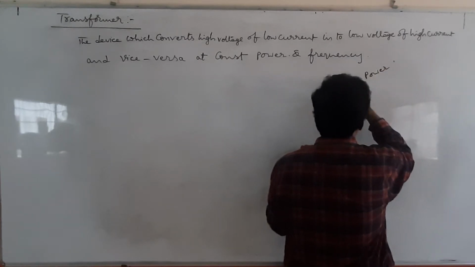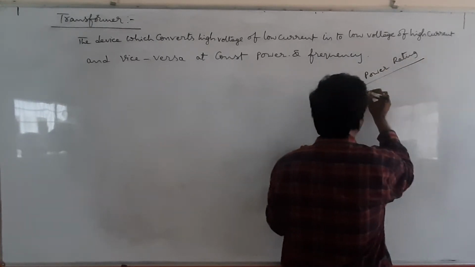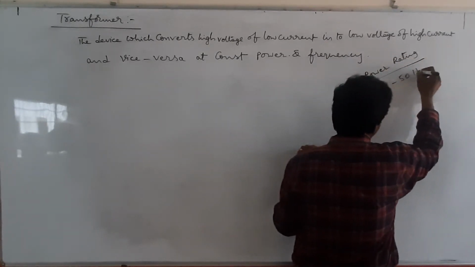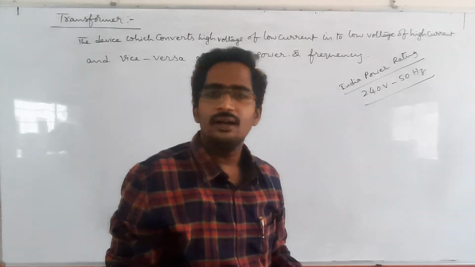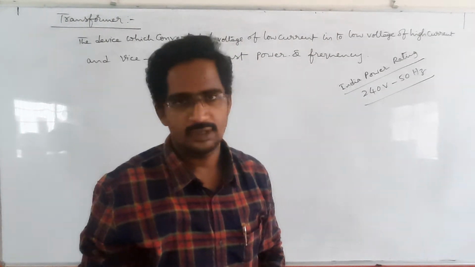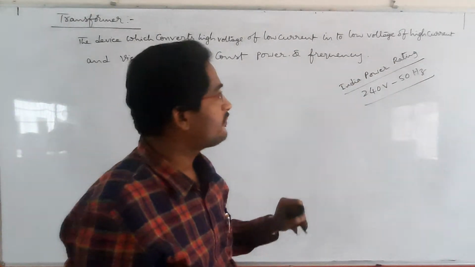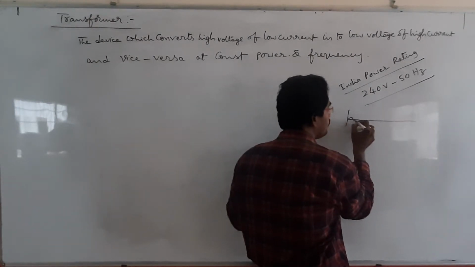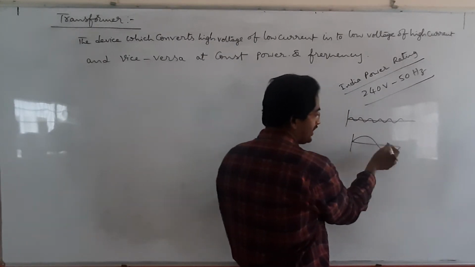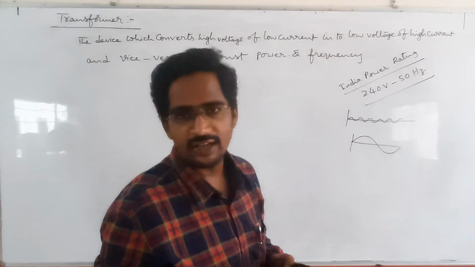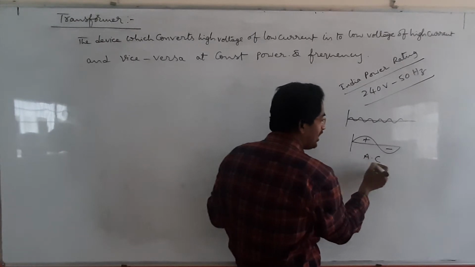Actually, what is the power rating in India? Do remember, the power rating is 240 volts at 50 Hz frequency. That means in India, the power house supplies power at that voltage level and that frequency. 50 Hz means 50 cycles come into our home per second. One cycle means a crest and a trough, which is called a cycle of AC. Positive half cycle, negative half cycle. This is called a cycle of AC.